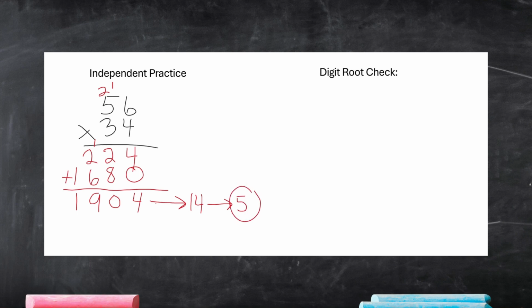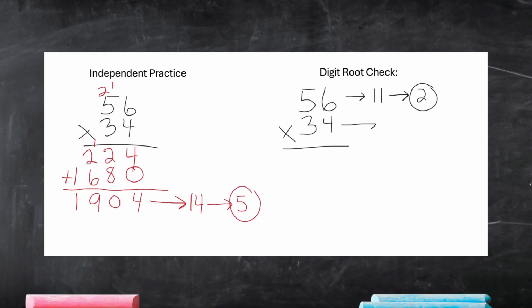So if you got that part, congratulations, you're halfway there. Next up is 56 times 34. And we're not going to solve it now, we already did. We're just going to find the digit root of each factor. So we get 11, and that breaks down further to a 2. And then we're going to get 7 here, which is a digit, so we're going to leave that alone.